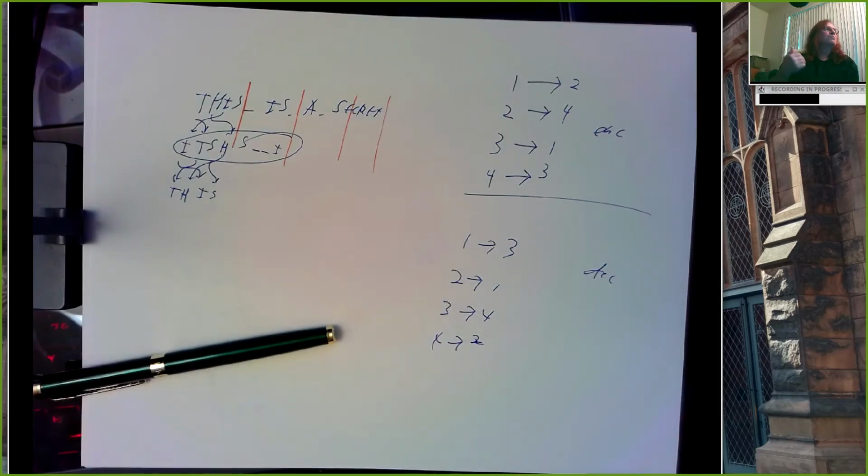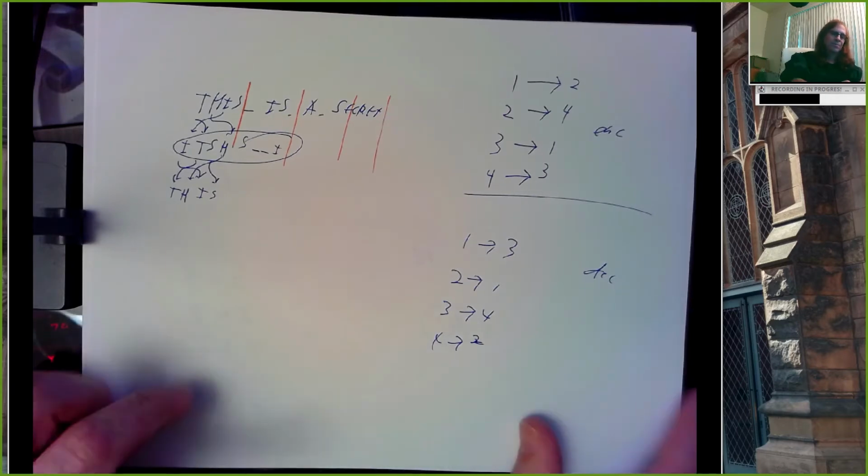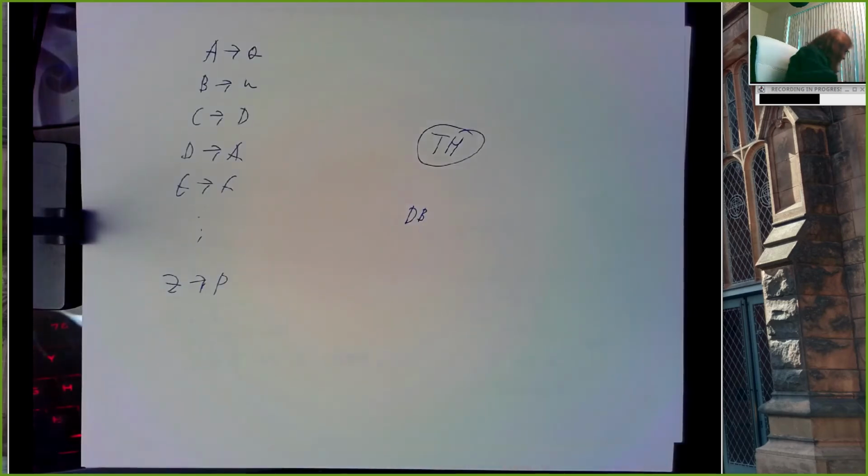So one problem with all of these is just the simplicity of the algorithm. And the simplicity tends to make it pretty easy to analyze the ciphertext and draw some conclusions. Another problem is the size of the key space. A shift cipher, you've got 26 possible keys, and so on.